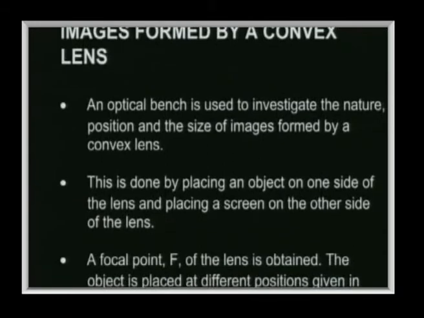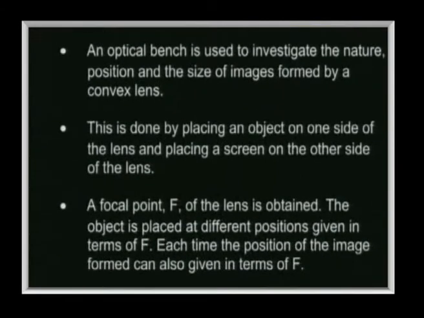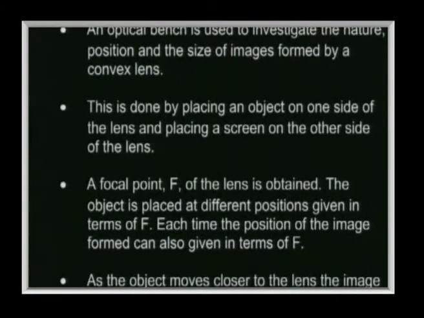Images that are formed by a convex lens have certain characteristics. Now, first of all, we need to go and look at the position of these images. As I mentioned, we use your primary focal point and your secondary focal point to determine where the object will be placed, and that will help us determine where the image will be formed after the lens.